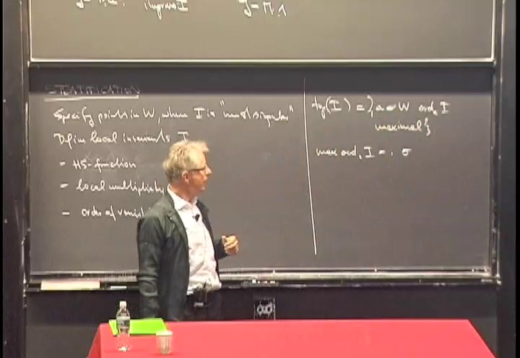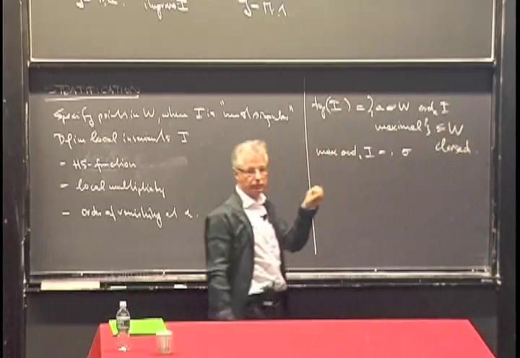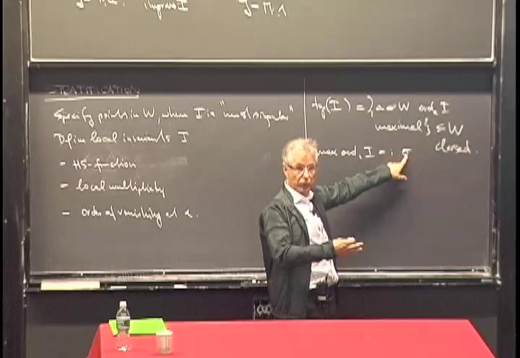Okay. And it is easy to see that this locus is closed in W. It is closed because you can define it by taking derivatives. You take as many derivatives until you go down to something which is order 1, and then you get a system of equations for your locus.